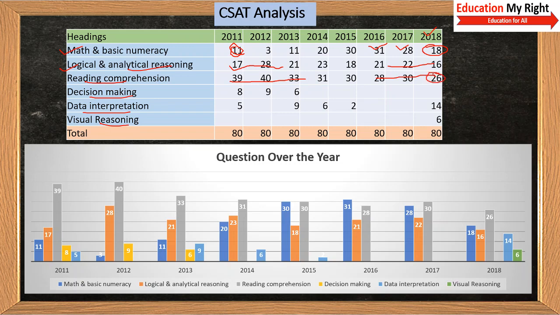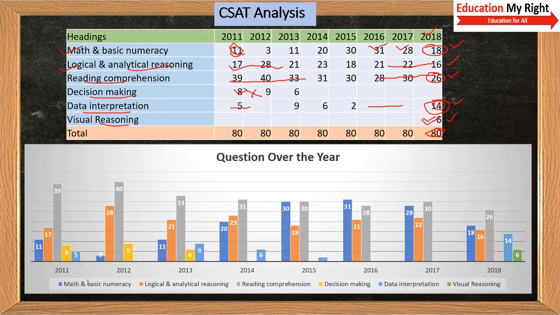See this, in 2018 it was only 26. Decision making, they have removed this now, so you can forget this. Data interpretation, 5, it was removed in 2016 and 17. Now again you have 14. Visual reasoning is something which was recently introduced. This was part of bank PO examinations and other examinations, but now UPSC has decided to include visual reasoning also. So if you see this part, maths and basic numeracy is 18, logical analytical reasoning 16, reading comprehension 26, data interpretation 14, and visual reasoning 6, total 80.